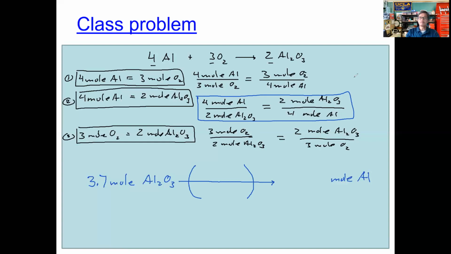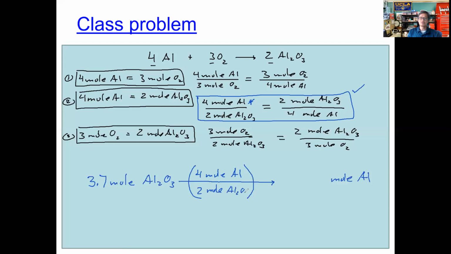Okay, so with that said, hopefully everyone sees then that we're going to use one of these two. So which one of those two will we use? Hopefully you recognize that it's going to be this one right here, and the reason why, okay? Because when we plug it in, we have 4 moles of aluminum here, okay, and 2 moles of aluminum oxide here in the denominator.